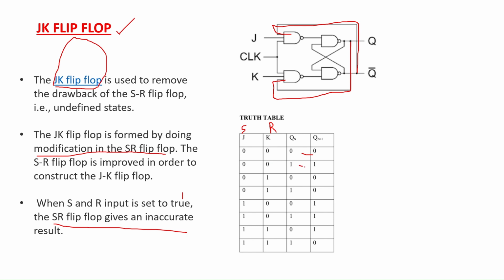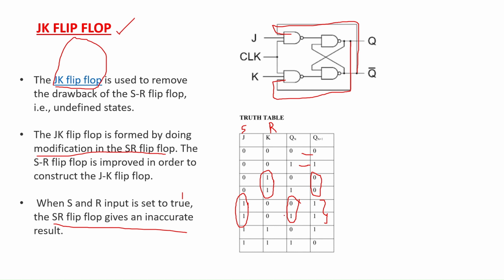When the value of K is equal to 1, irrespective of the previous state, the present state will be equal to 0. When the value of J is equal to 1, irrespective of the previous state, the present state will be equal to 1.